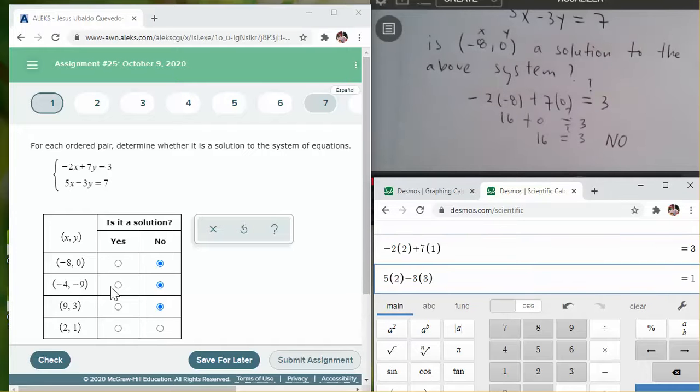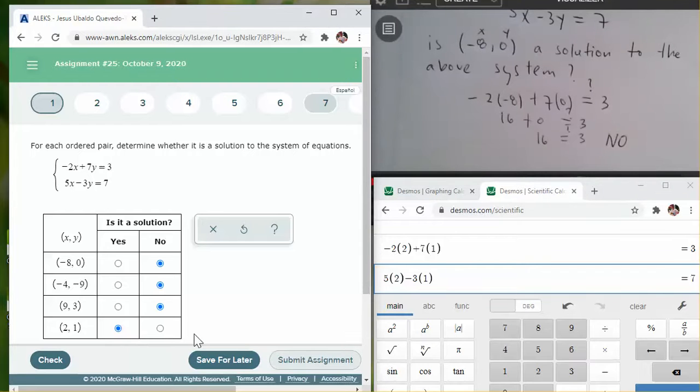X is 2, where the mouse is moving, and y is 1. I get 7. Perfect. 3 and 7. You see? Yes. This is a solution.